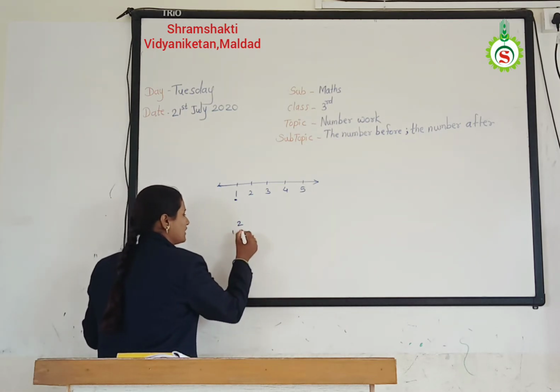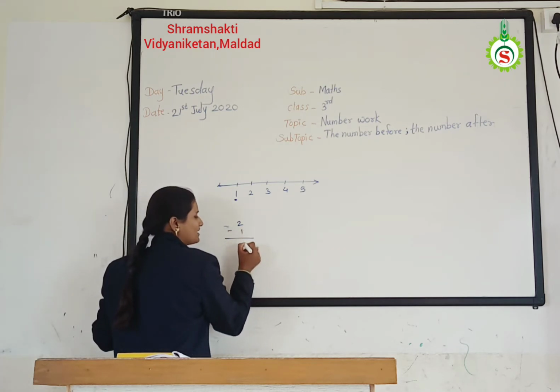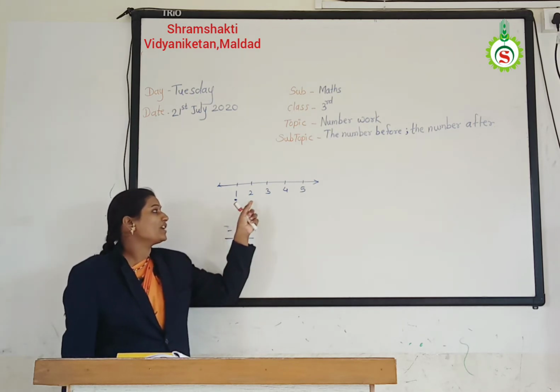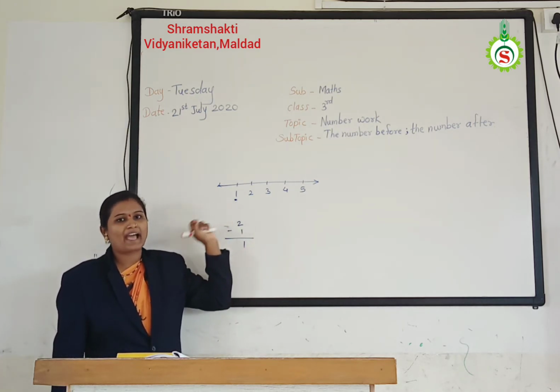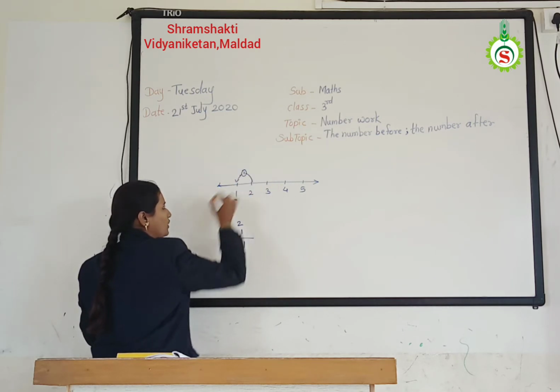2 minus 1, we get which number? 2 minus 1, 1. Correct? Means 2 is bigger than 1 by 1.